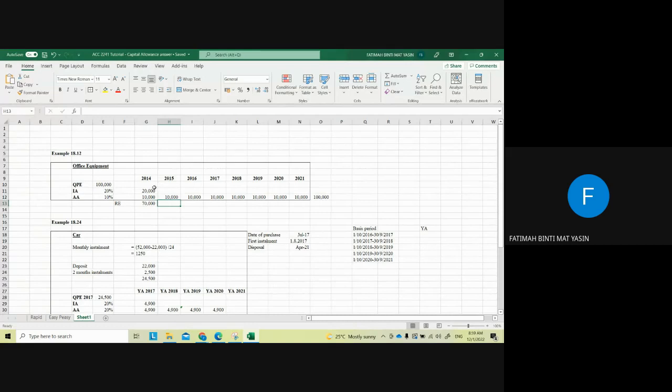And if you wanted to know the residual value for 2015, it means that the qualifying expenditure, you minus the initial allowance for 2014, minus annual allowance for 2014, and then minus 10,000 for 2015. So the residual expenditure for this office equipment in 2015 is actually 60,000. Then you can do the rest until the end. Usually we calculate this residual expenditure when the company wants to dispose of their asset.